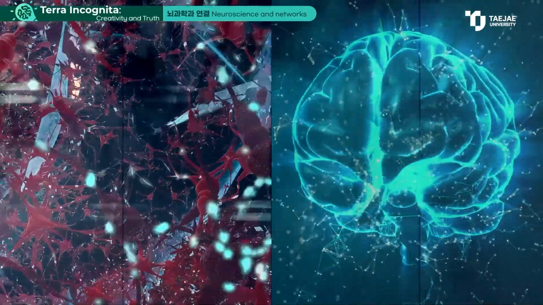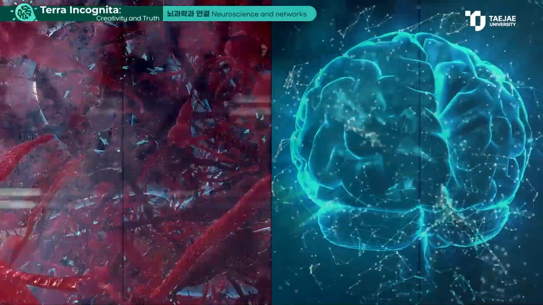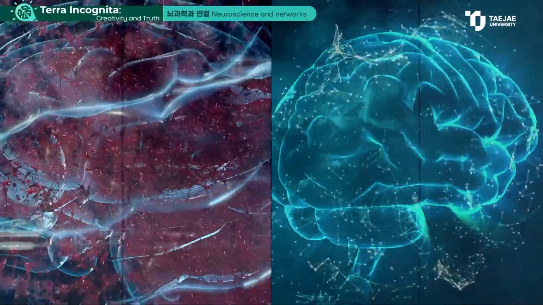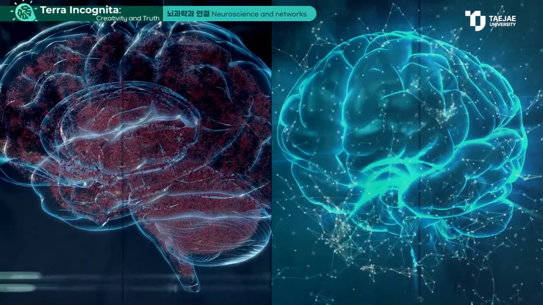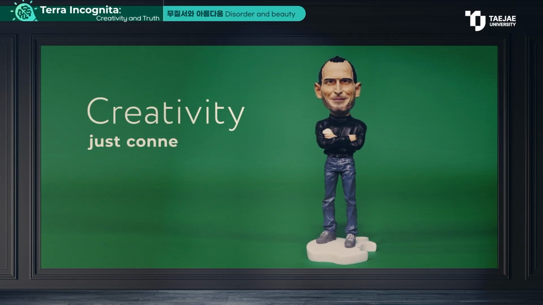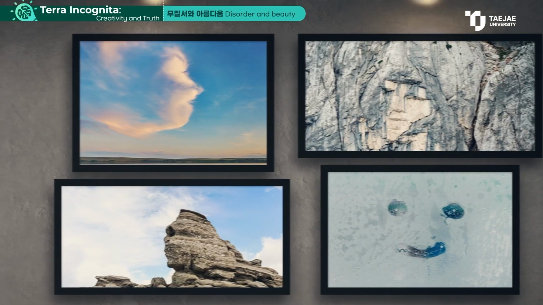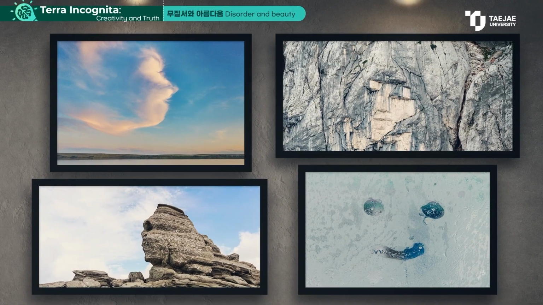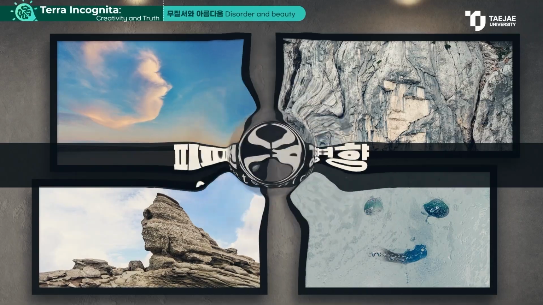Ultimately, neuroscience suggests that creativity manifests itself when functional connections between previously unrelated brain areas are strengthened to integrate seemingly unrelated elements. Steve Jobs, the founder of Apple, once said that creativity is simply the process of connecting existing objects or experiences in new ways. From an evolutionary perspective, creative thinking is seen as a product of the brain's pattern-seeking tendency.